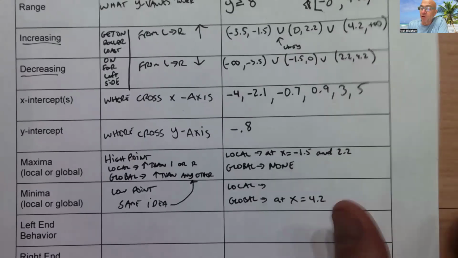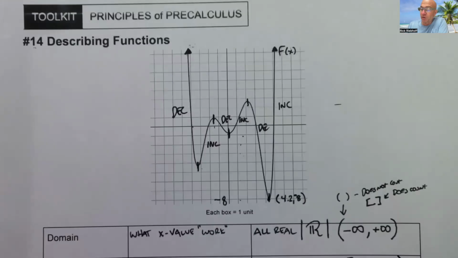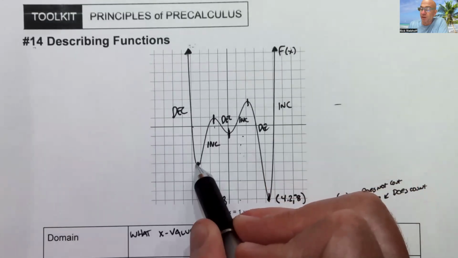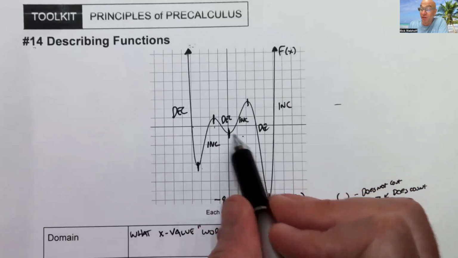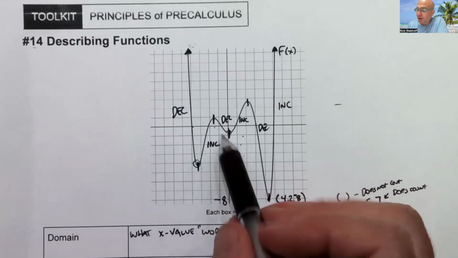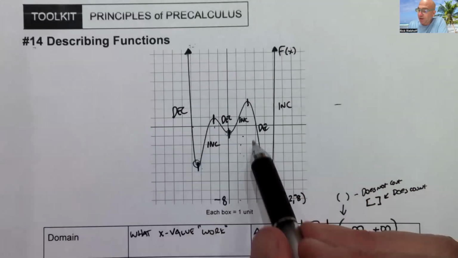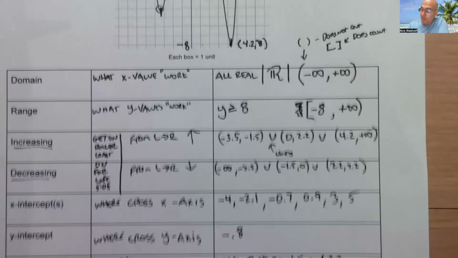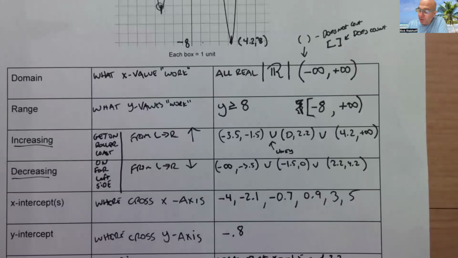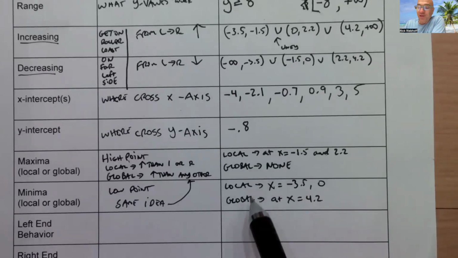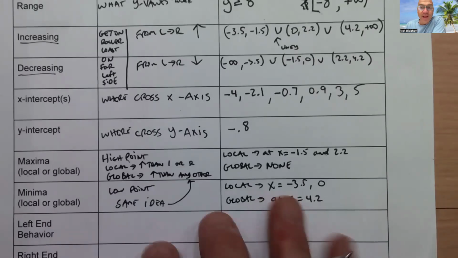What about local low points? Are there any other local ones? Yeah, there's one here, and one here. At this point, to the left and to the right are higher than this. So these are local, and that is at x equals negative 3.5 and 0. So those are the two local mins. You could probably call the global a local one as well, but it's so special, we'll just call it the global.